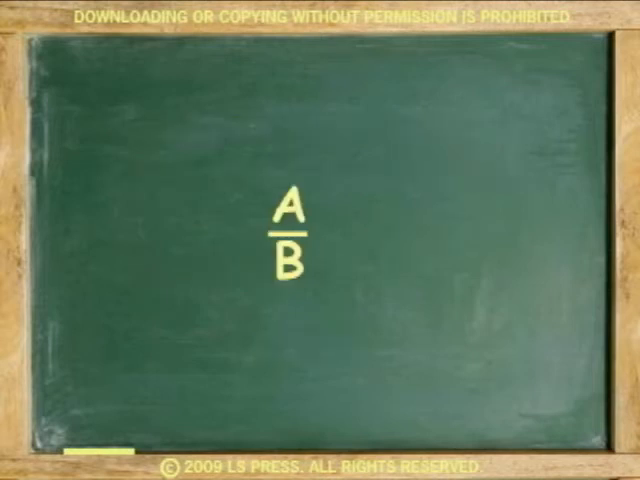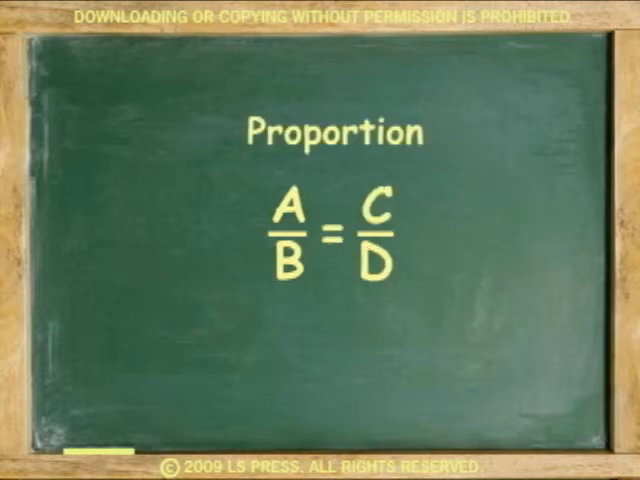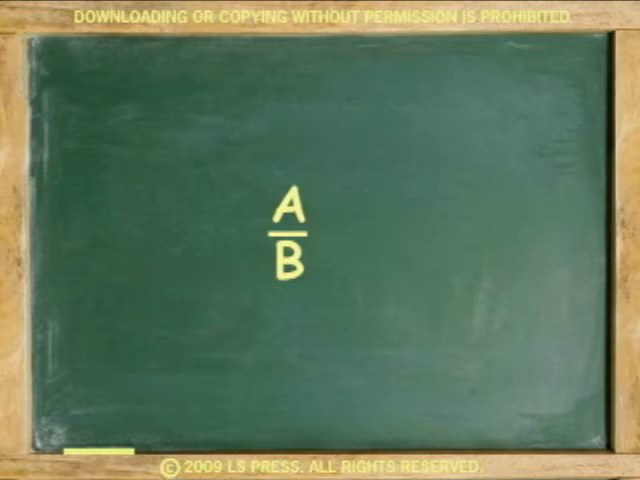Now that you know what a ratio is, we can then state that a proportion is an arithmetic sentence stating that two ratios are equal. For example, A is to B as C is to D.